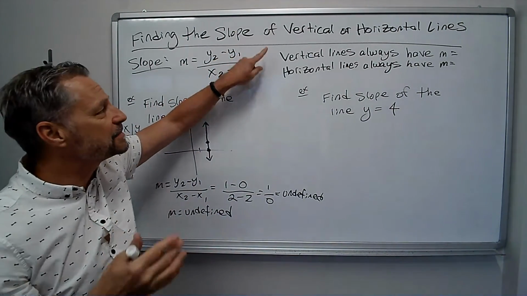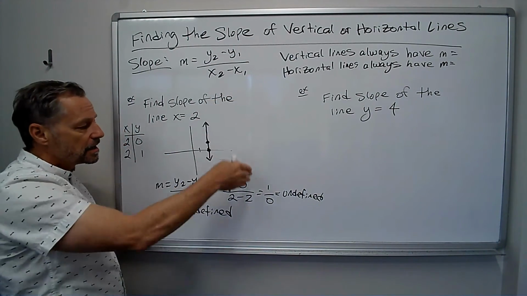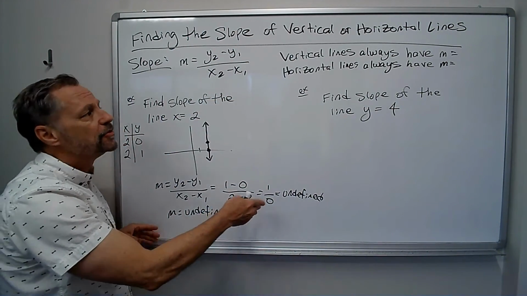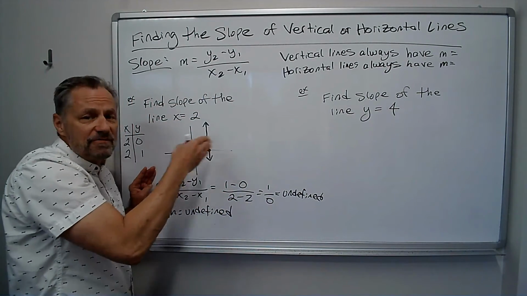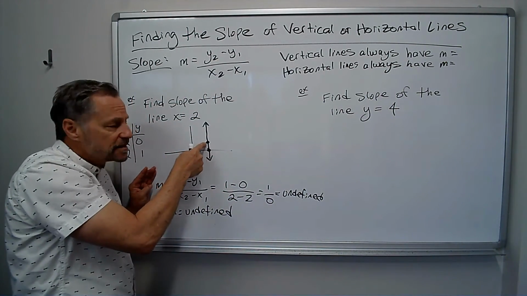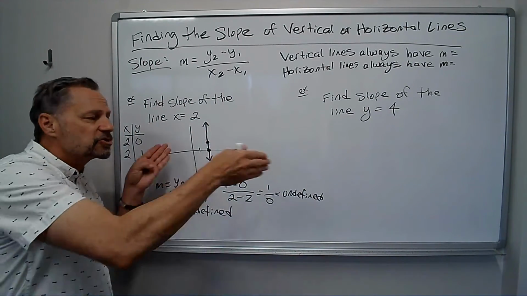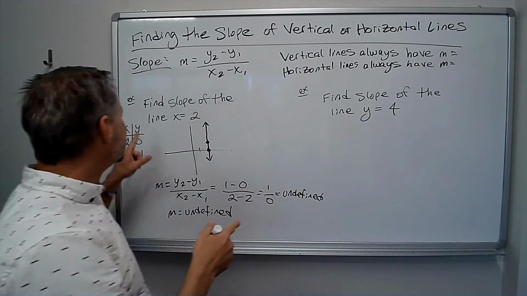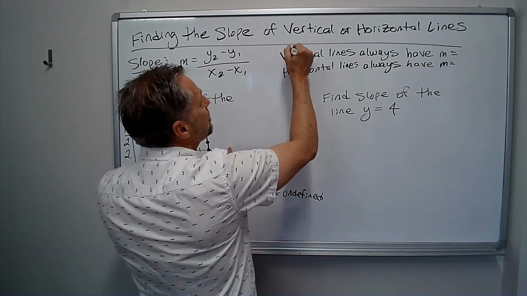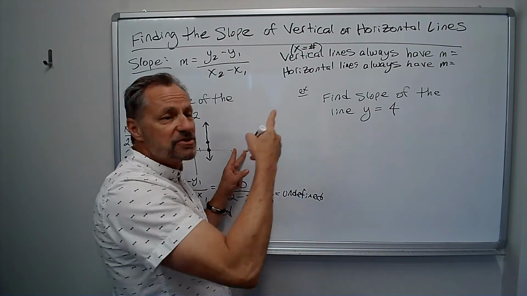Vertical lines always have a slope that is undefined. The reason is that if I'm talking about the rise over the run, I don't have a run. Did this go up 1 unit? Did it go up 5 units? I don't know. It went up any number, but there's no run, so I can't figure out that ratio. So vertical lines, anything in the form x equals some number, are always going to have an undefined slope.